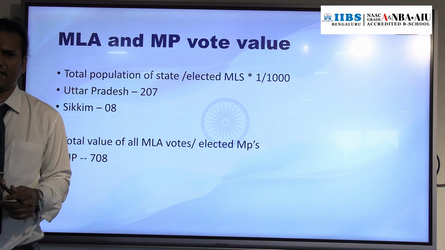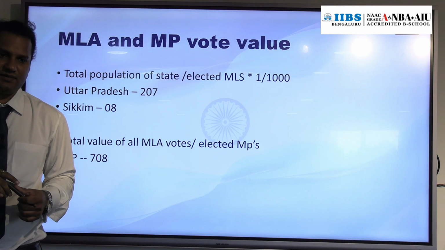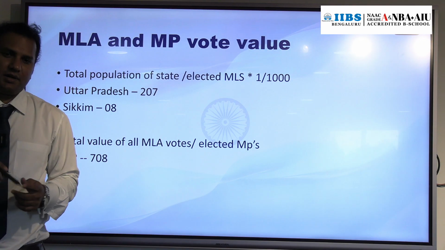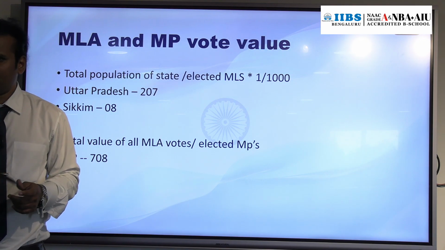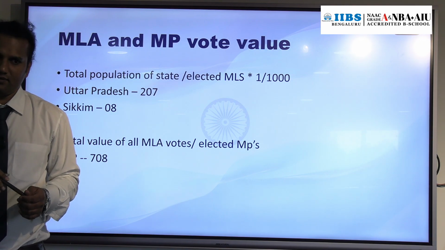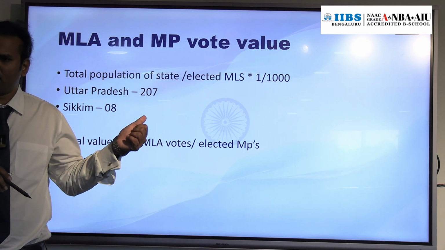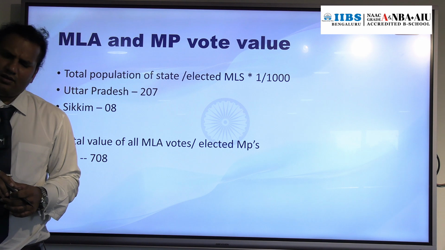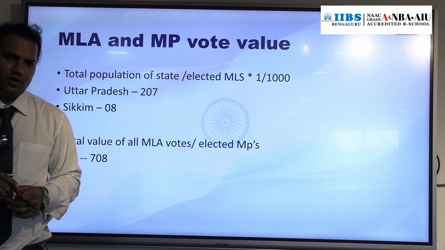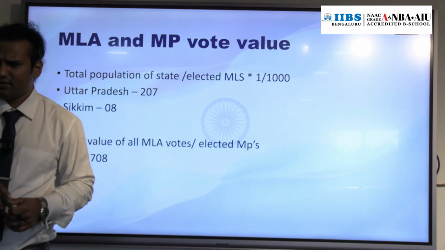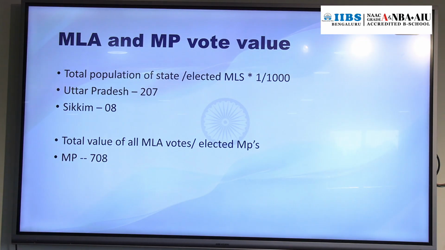This was a 2021 prelims exam question, so remember this point. The President topic is very, very important. That is the reason why we are discussing it. Understood? How to calculate the value also. And regarding MPs, the vote value of a member of Lok Sabha and a member of Rajya Sabha is equal, that is 708.